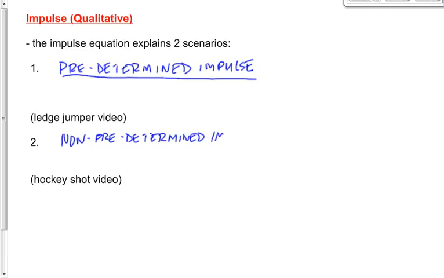What's the difference? I'm not asking you to explain anything here. I'm just asking you what I mean by a predetermined impulse versus a non-predetermined impulse. What's happening when you have a predetermined impulse? Yeah, good. The object is stopping.